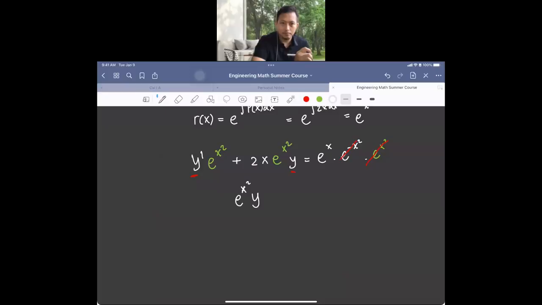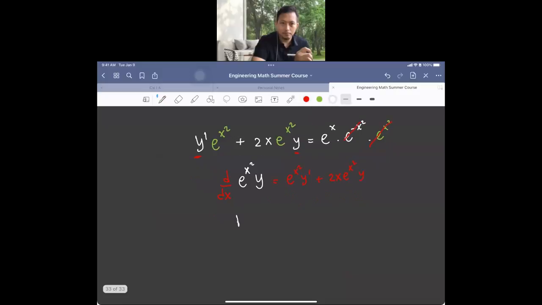First we can try. You can have some trial and error for your product here, and you can check with the product rule whether this is correct or not. So if we check, this is e^(x squared) y prime plus e^(x squared) differentiated, which becomes 2x e^(x squared), and then y. I think this is okay, right? So we know that this is the product form.